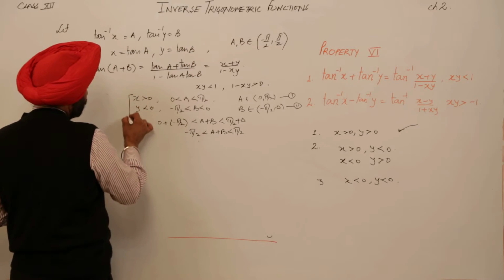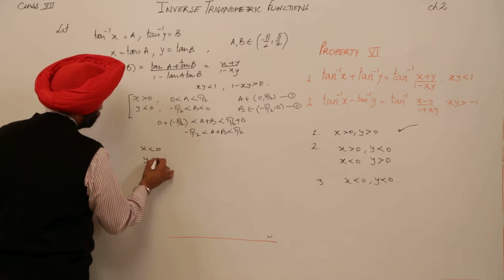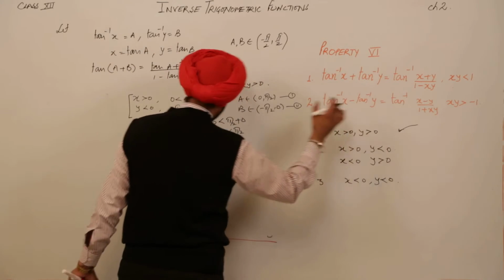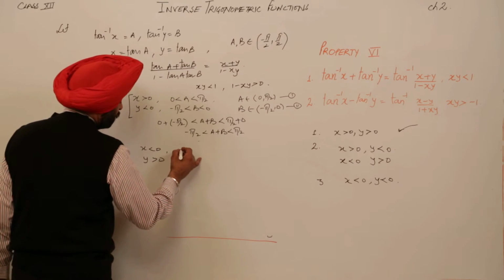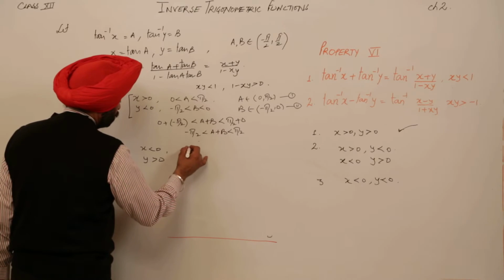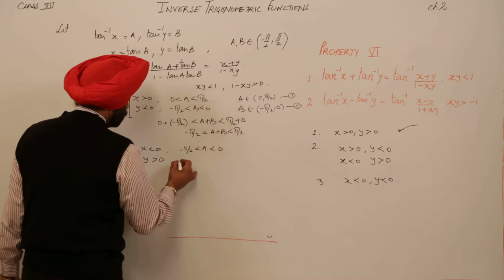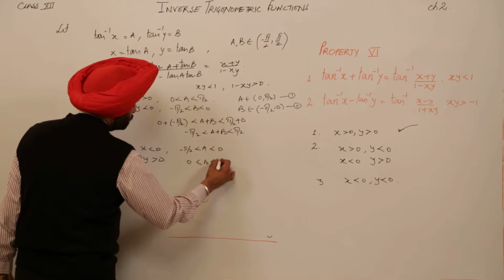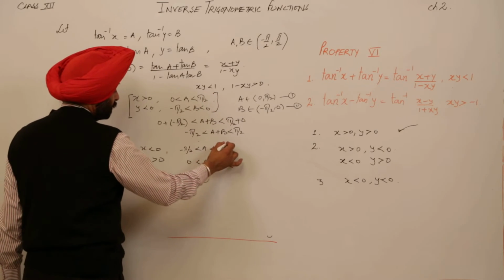Now after writing this one, let's write it. x is less than 0 and y is greater than 0. Now where x is less than 0, what are we getting? Minus pi by 2 is less than a is less than 0, and here 0 is less than b is less than pi by 2. Same condition, this one and this one.